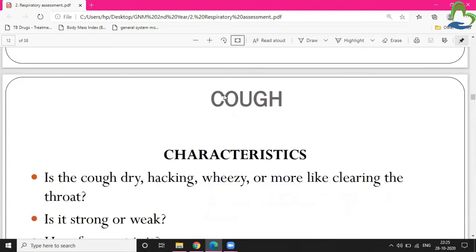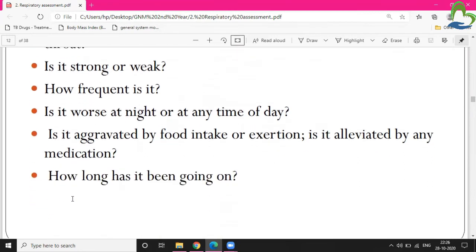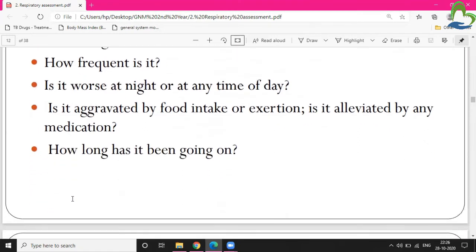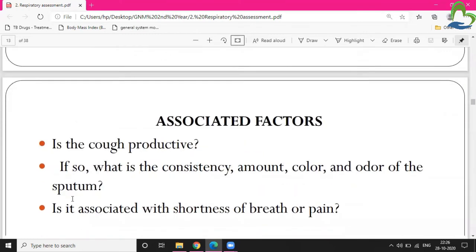Cough. The next is cough. So what history do we need to take? Is the cough dry, hacking, wheezy, or more like clearing the throat? Is it strong or weak? How frequent is it? Is it worse at night or at any time of the day? Is it aggravated by food intake or exertion? Is it elevated by any medications? How long has it been going on? So we need to take history regarding this also.